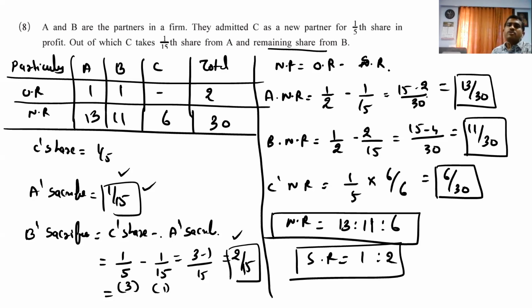So sacrifice ratio is 1 is to 2. So friends, here we are completing up to the 8th question. In the next class, we will see question number 9, 10 and 11.